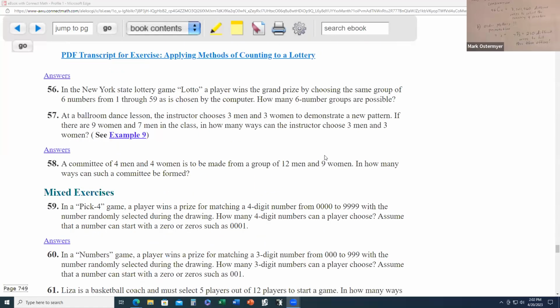Number 56, in a New York State lottery game, Lotto, a player wins the grand prize by choosing the same group of 6 numbers from 1 through 59, as is chosen by the computer. How many 6 number groups are possible? Ladies and gentlemen, think of it as we got 59 balls bouncing around in an urn.